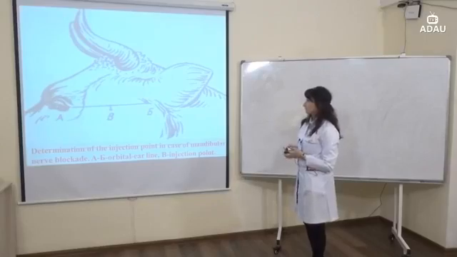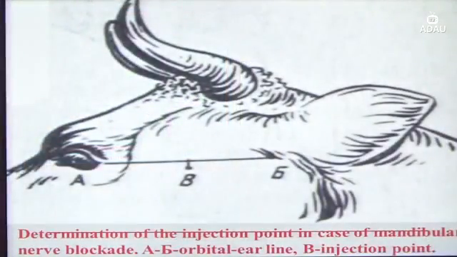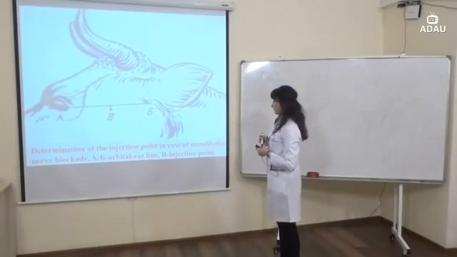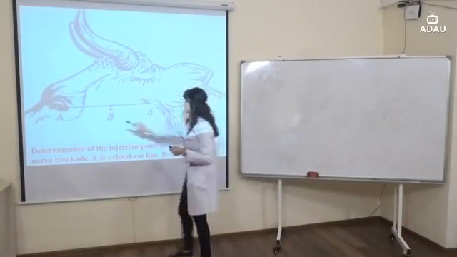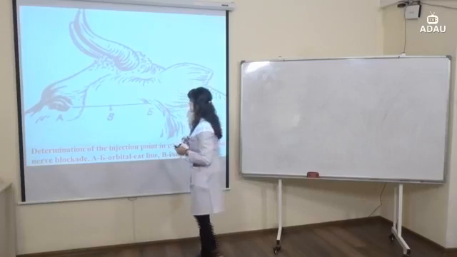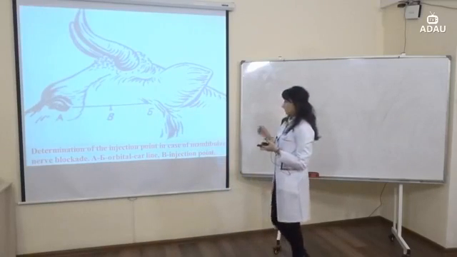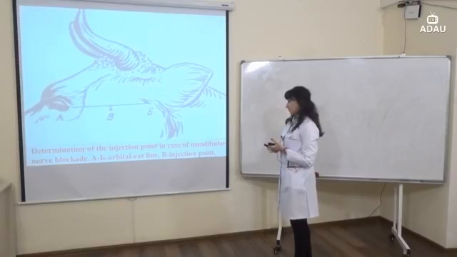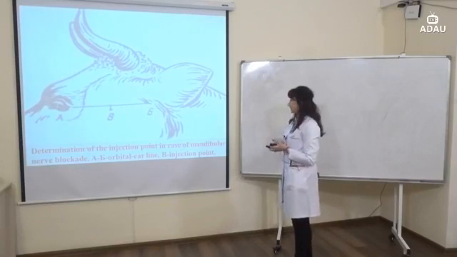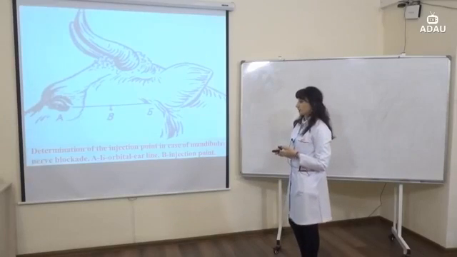I say it here, for example: this is the base of the auricle and the outer edge of the orbit, and this is the interval. The middle of this interval, and 1 centimeter below it, is the injection point. The interval A to B is an air line, and the point located in the middle and 1 centimeter below is the injection point for the mandibular nerves.